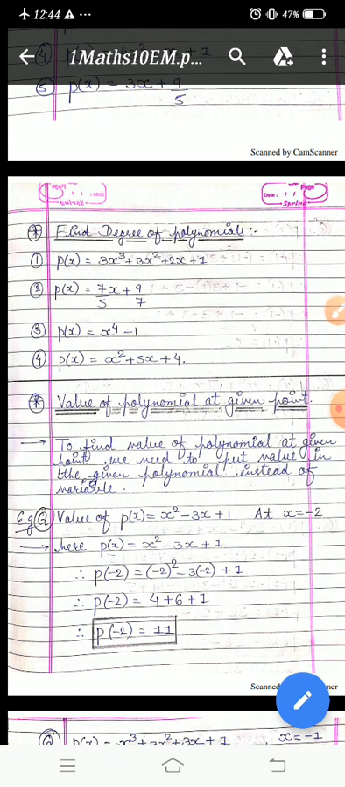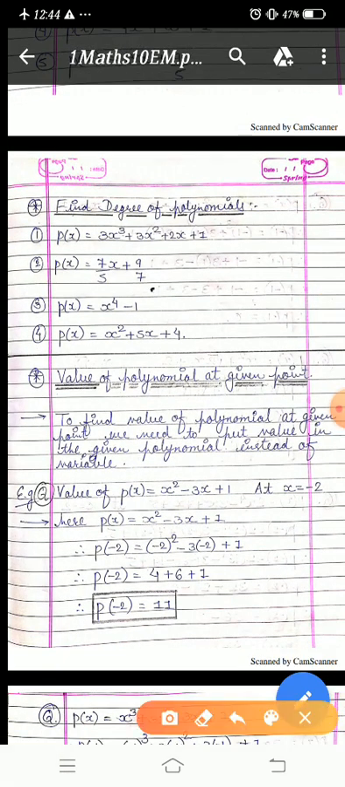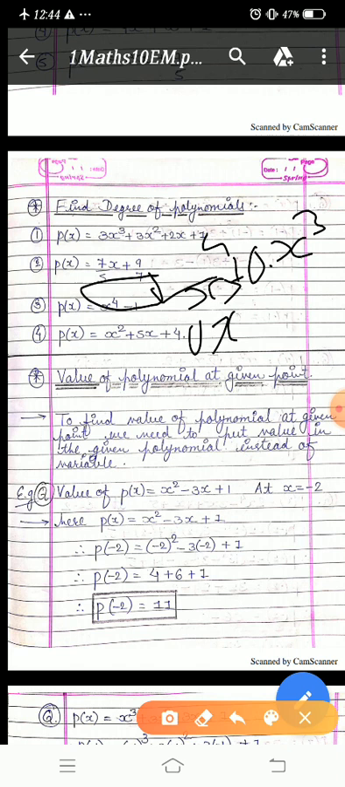The third question that is given here is p of x equals x power 4 minus 1. First of all, if we write it in standard form, it will be x power 4 plus no x cube, that is 0 into x cube, no x square, that is 0 into x square, plus no x, that is plus 0 into x, and plus the constant term, that is minus 1, already given.